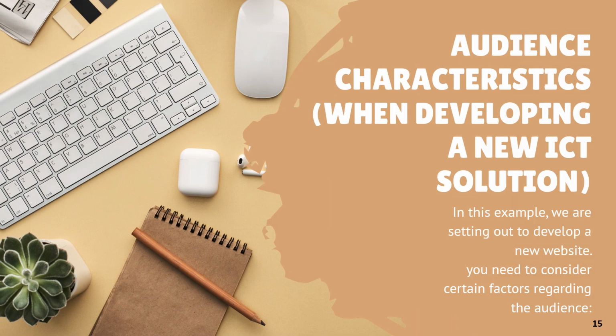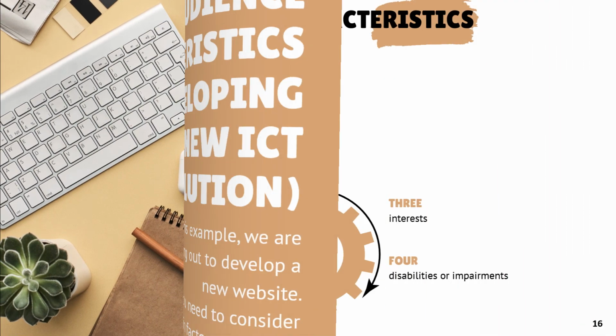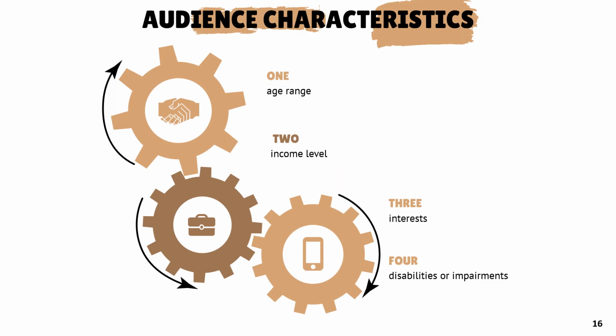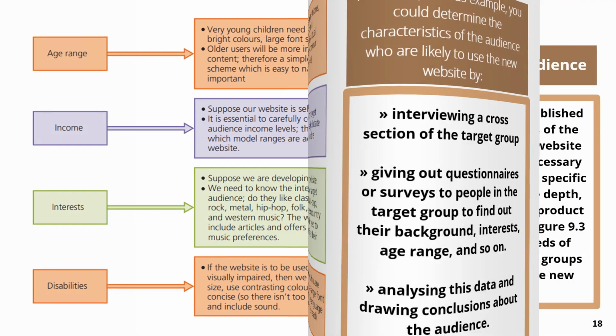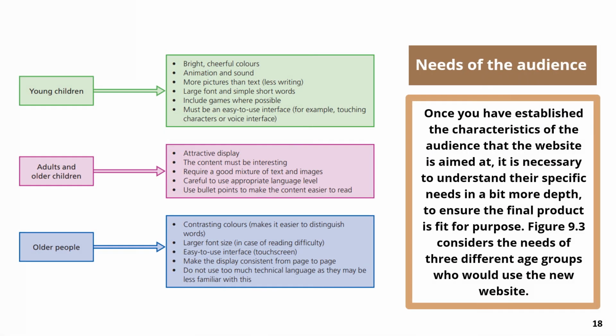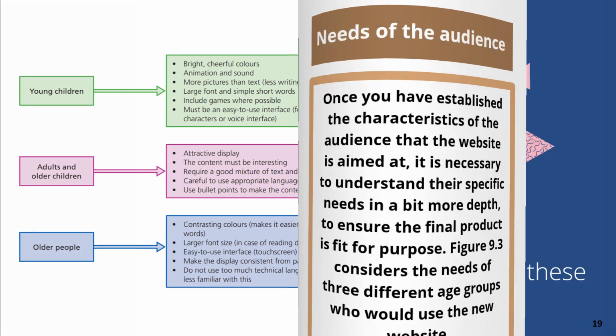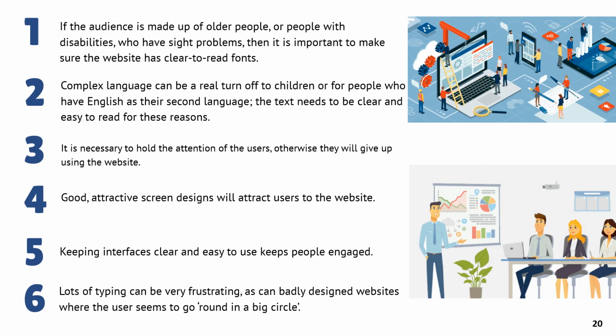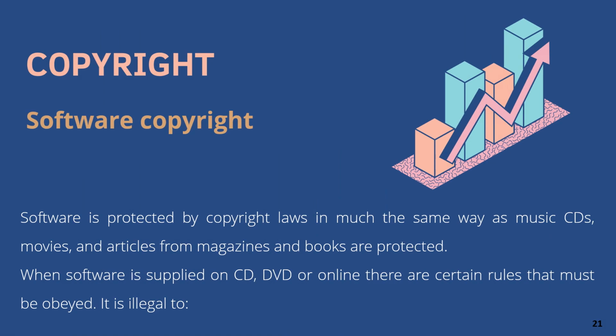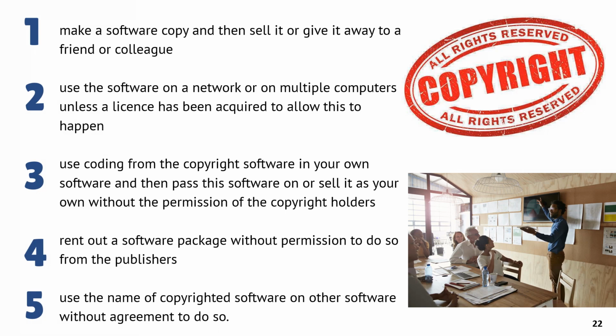We also talked about audience characteristics when we're developing a new ICT solution. We talked about the interests, the income, etc. We talked about the needs of the audience. What kind of people need to visit what you have created, the new ICT solution? Are they young children? Are they adults, older children? Then we went into how it's important that we consider their needs, especially when you're talking about creating a new website. We also talked about copyright in this video, and then software copyright and software piracy.